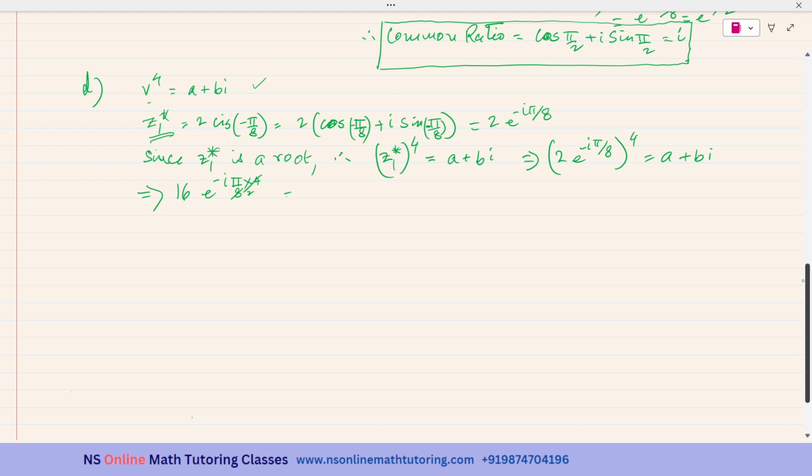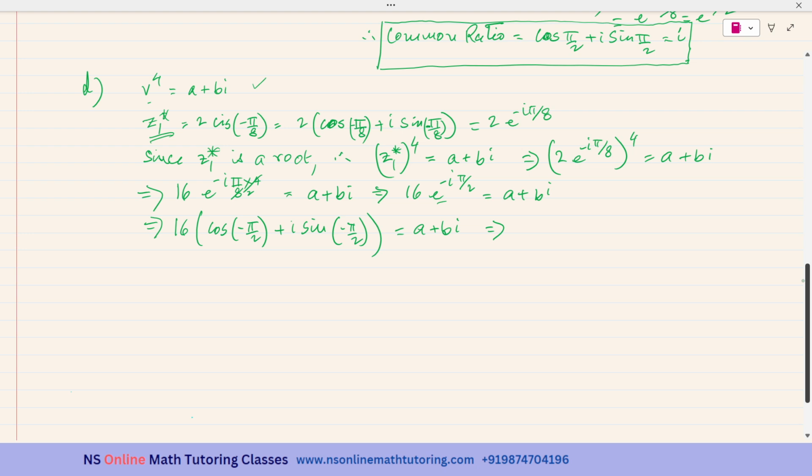Okay. So this is equal to a plus bi, or 16 e to the power of negative i pi over 2 equal to a plus bi. Now I am writing it in polar form. So it is 16 times cos negative pi over 2 plus i sine negative pi over 2, equal to a plus bi.